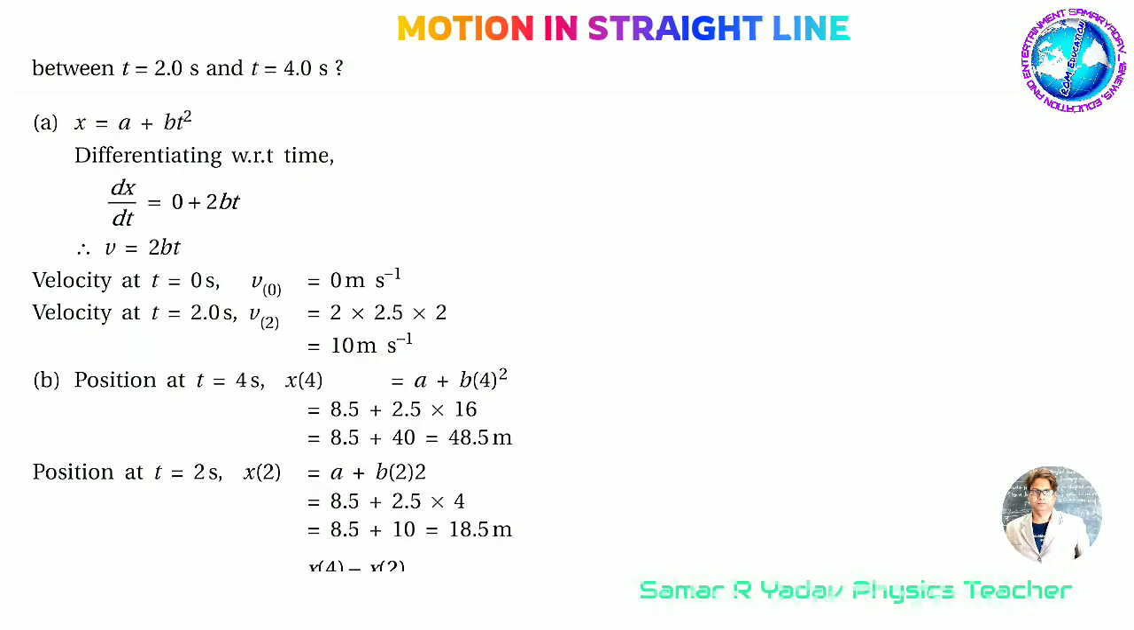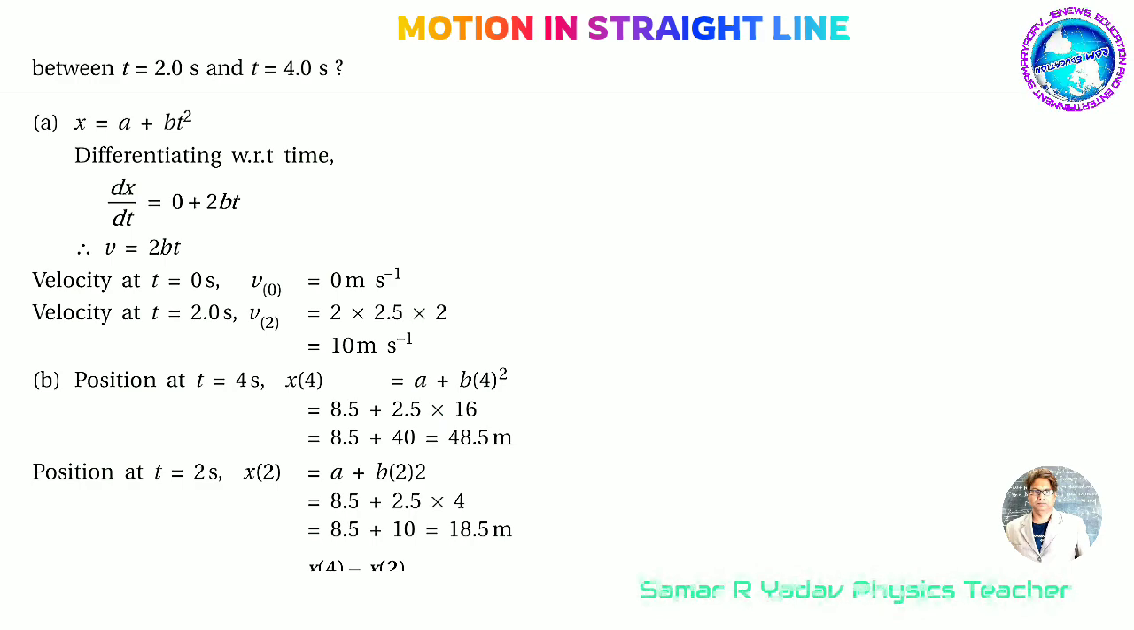A, x is equal to a plus b t square. Differentiating with respect to time, dx by dt is equal to 0 plus 2bt. Therefore, v is equal to 2bt. Velocity at t is equal to 0 second: v0 is equal to 0 meter per second, and velocity at t is equal to 2 second: v2 is equal to 2 into 2.5 into 2, which is equal to 10 meter per second.